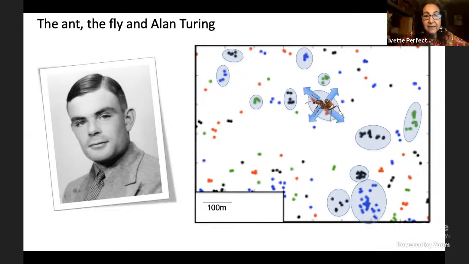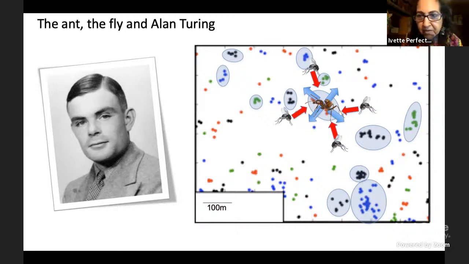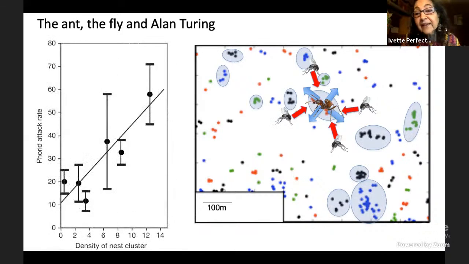So the ants are expanding, no? With the budding process, the ants are expanding, that's the activator. And the phorids are attacking the ants in a density dependent fashion, and that's the repressor. So we also have demonstrated that the phorids' attack rate is density dependent. That is, the higher the number of ant nests within a cluster, the higher the attack rate of the phorids. And that's what then leads to this pattern formation of clusters.